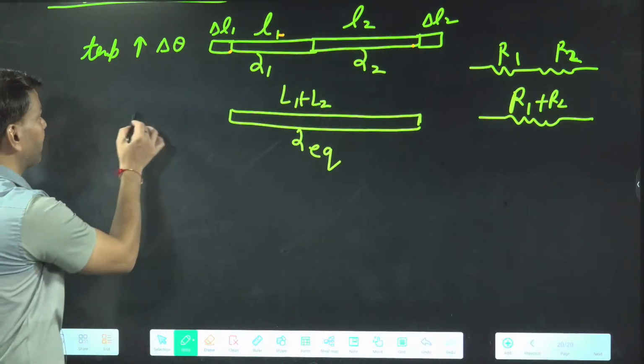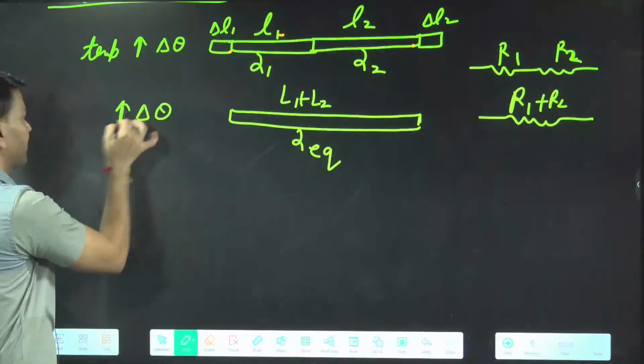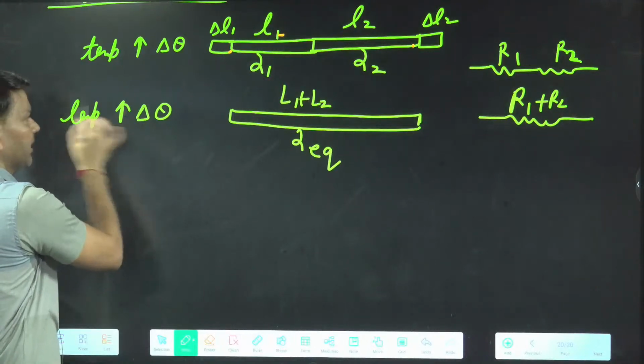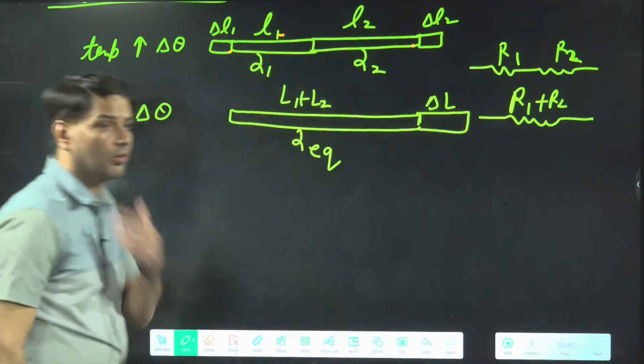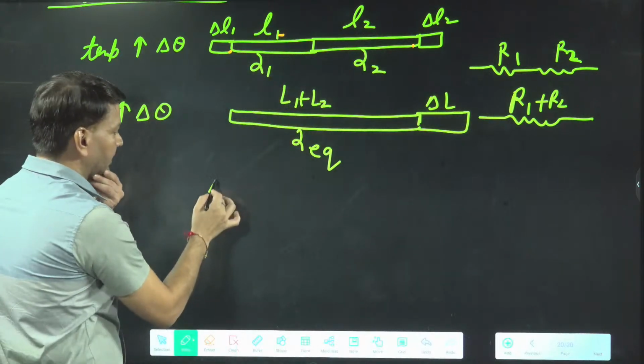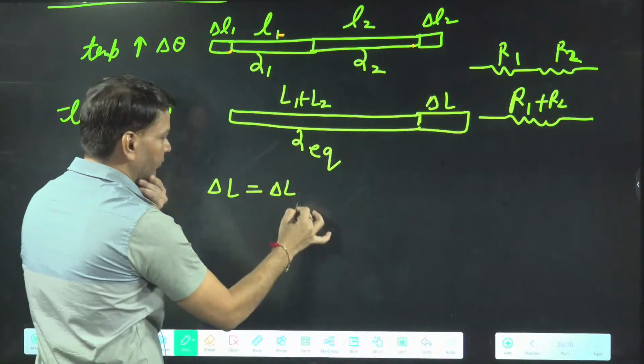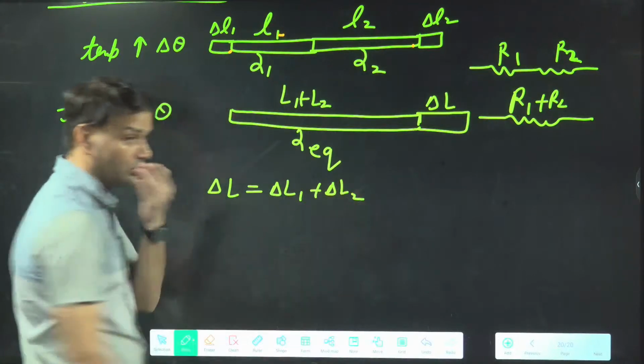Okay, so when the same temperature change you have done, you increase the temperature by delta theta, then suppose it got expanded by delta L. Then I can say what? Delta L must be equal to delta L1 plus delta L2.